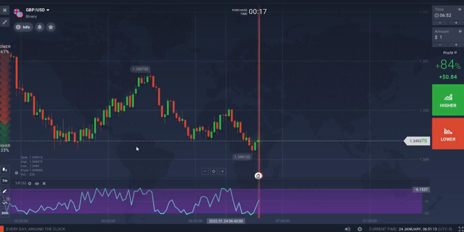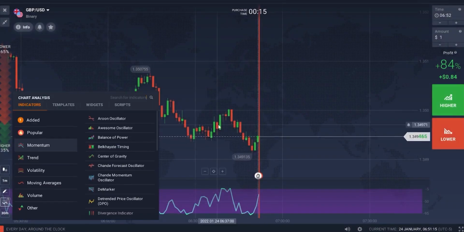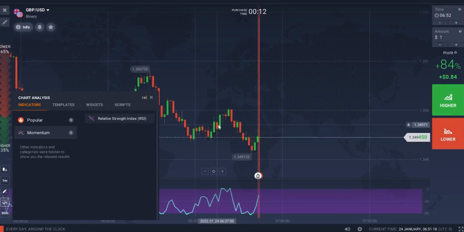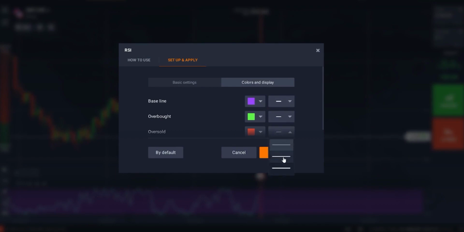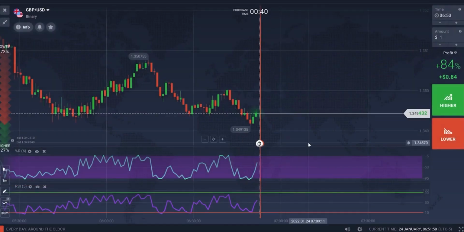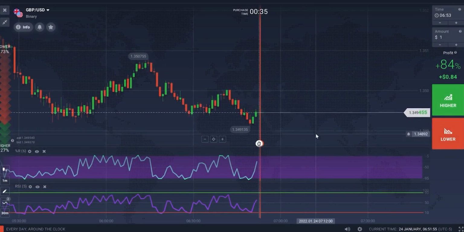That's our Williams oscillator. Next, we'll add an RSI, relative strength index, to the chart. Many of you are already familiar with it. We'll adjust its period from 14 to 5 and change the overbought and oversold levels from the default 70 and 30 to 90 and 10. Again, I'll make the lines thicker so they're easier to see. So these are the two oscillators we need, one Williams and one RSI.